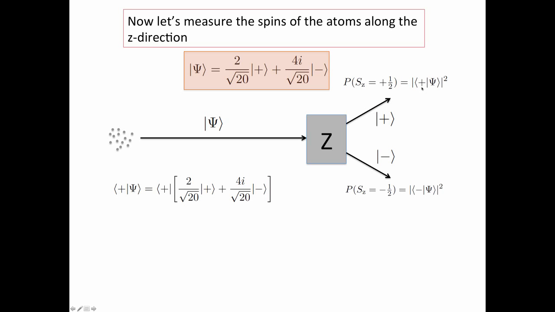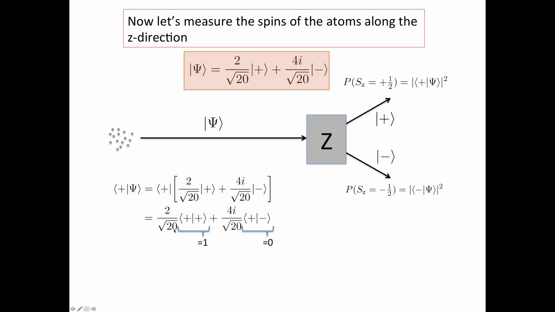First, we have to calculate the inner product of the plus bra with the psi state. That is just equal to the product of the plus bra with this combination of the plus and minus kets, which is what psi is equal to. We're allowed to bring the plus bra through the coefficients here to give us this.